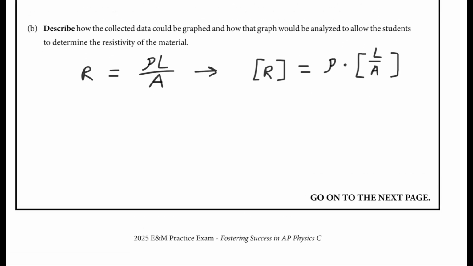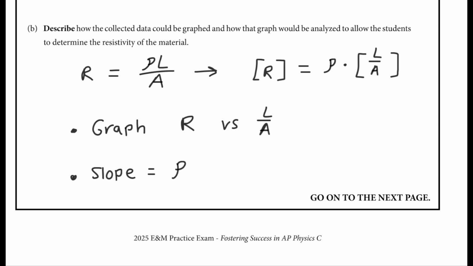So as a result, we're just going to graph R versus L over A, and then the slope is the resistivity. So that's how you get your 2 points. So first, you pick a valid relationship that will create a straight line. So here I picked R and L over A.